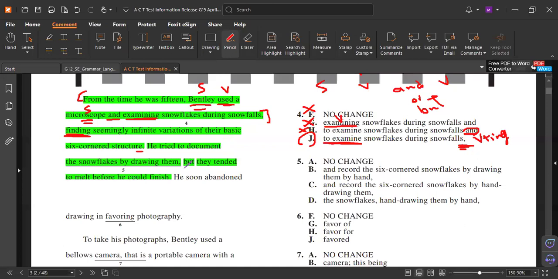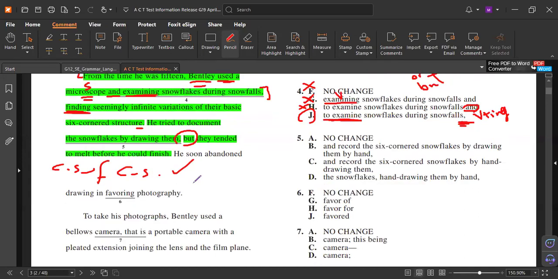Here we have some ways. And I told you: complete sentence, comma, some ways, complete sentence, full stop. Correct. This is the first one: subject, verb, complement. So here, subject, verb, and then complement. Yes or no?